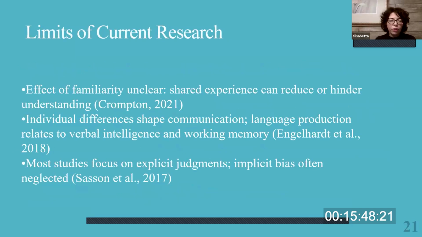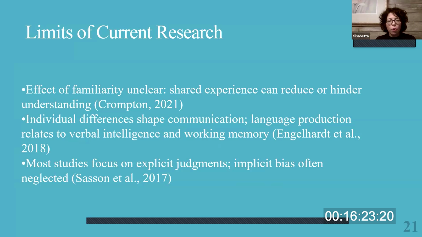Other limits of current research are that the effects of familiarity are unclear, because a shared experience can reduce or hinder understanding, so we should explore this aspect more. And individual differences shape communication. For example, language production relates to verbal intelligence and working memory. So I think that individual differences should also be taken into account in this research project.